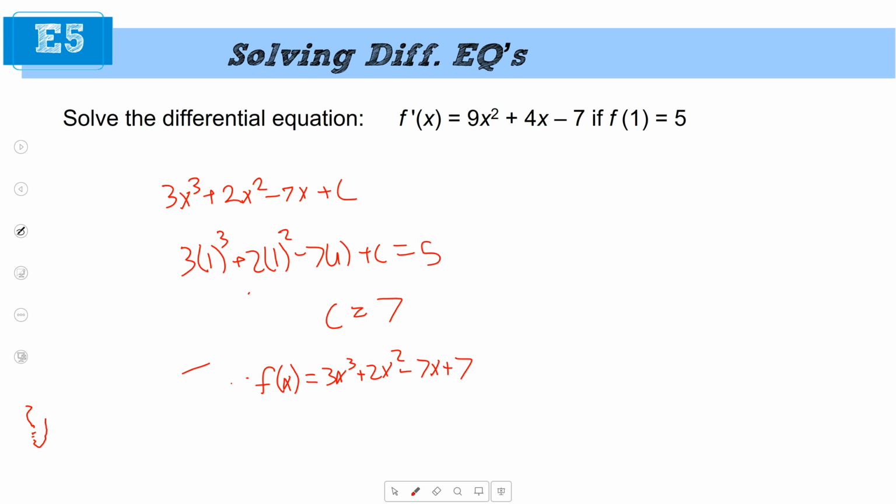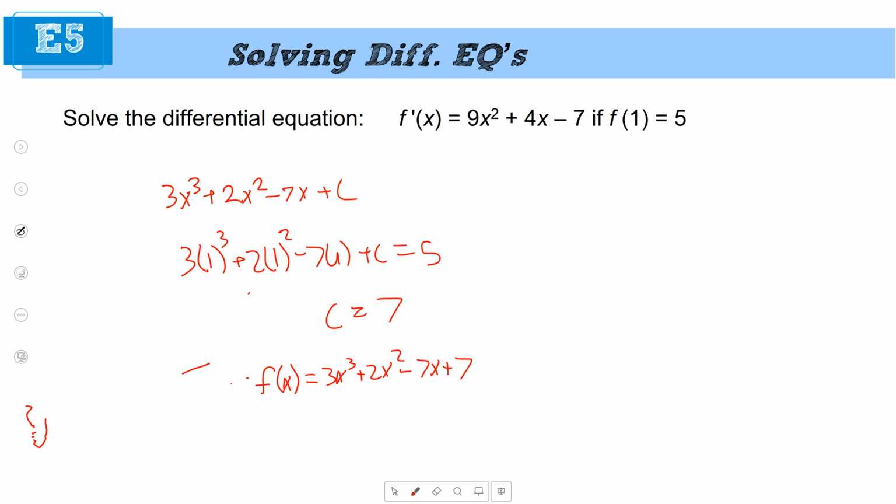Okay, so Hafiz has been kind enough to solve the problem for us. Do you want to talk us through it? Yeah, so you start off by obviously taking the antiderivative, and that comes out to be 3x cubed plus 2x squared minus 7x plus c.